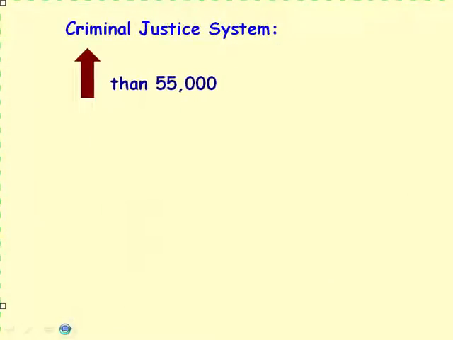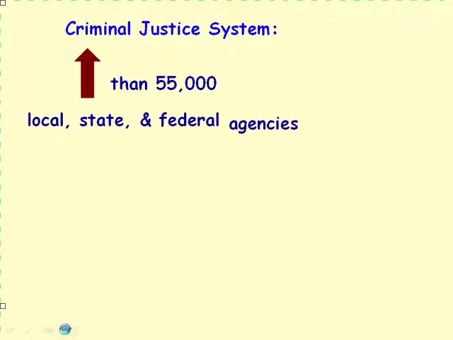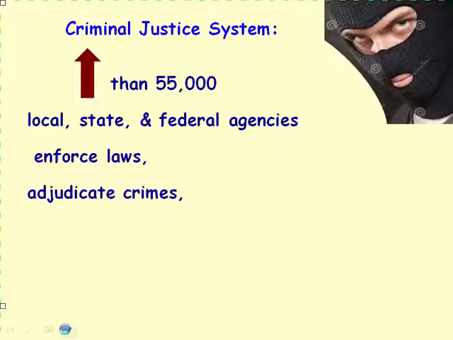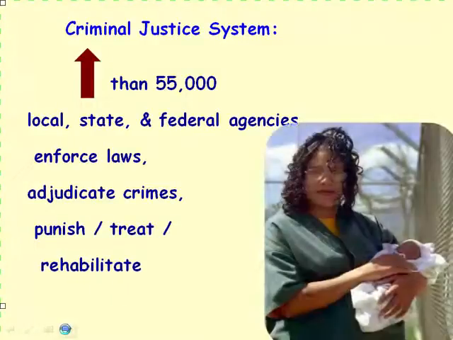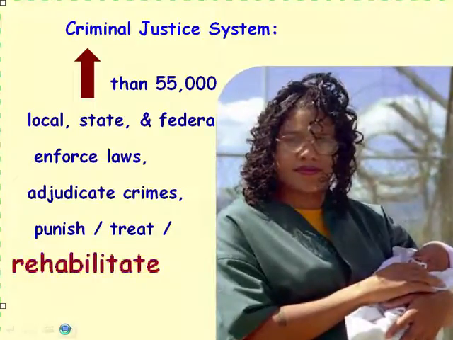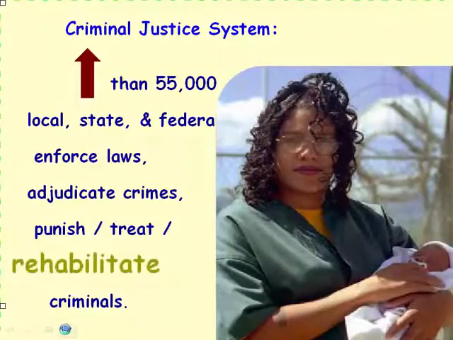The criminal justice system consists of more than 55,000 local, state, and federal agencies that enforce laws, adjudicate crimes, and treat, punish, and rehabilitate convicted criminals. The system includes police, courts, and corrections facilities and is the primary mechanism of external social control. When studying socialization, we saw how attachment is essential for habilitation or socialization. Rehabilitation may occur with humans, but is very unlikely to occur through external social controls.